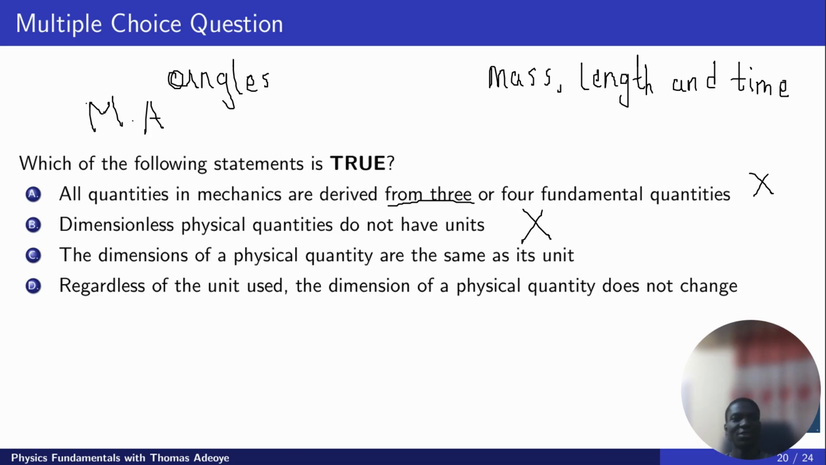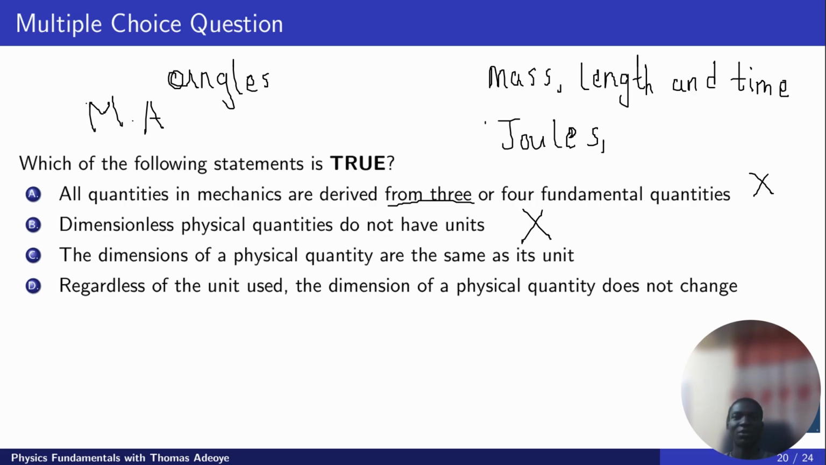Okay, so the next option here: the dimensions of a physical quantity are the same as its units. No, this is not true. We can't say the dimension of a physical quantity must be the same as the unit. Let me give you an instance. If I ask what is the unit of energy, energy is measured in joules. The unit of energy is joules, and this is not the same as the dimension.